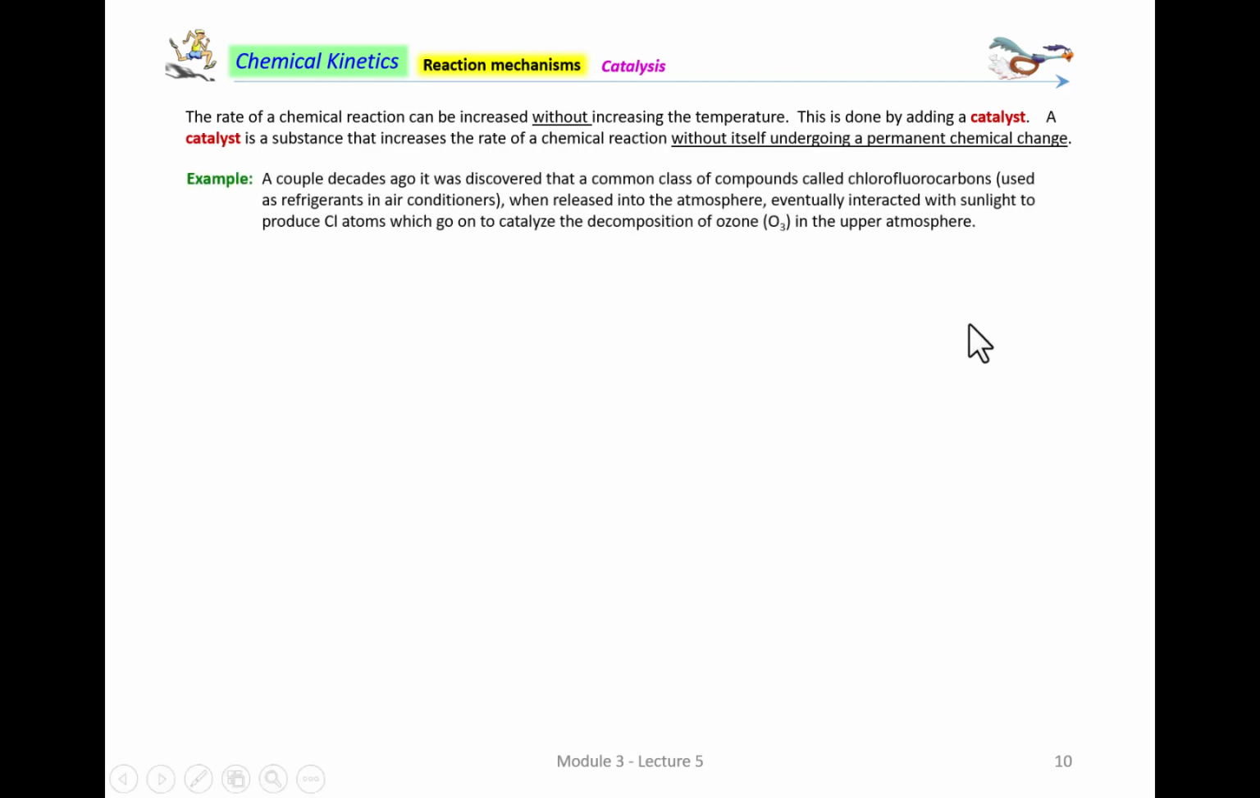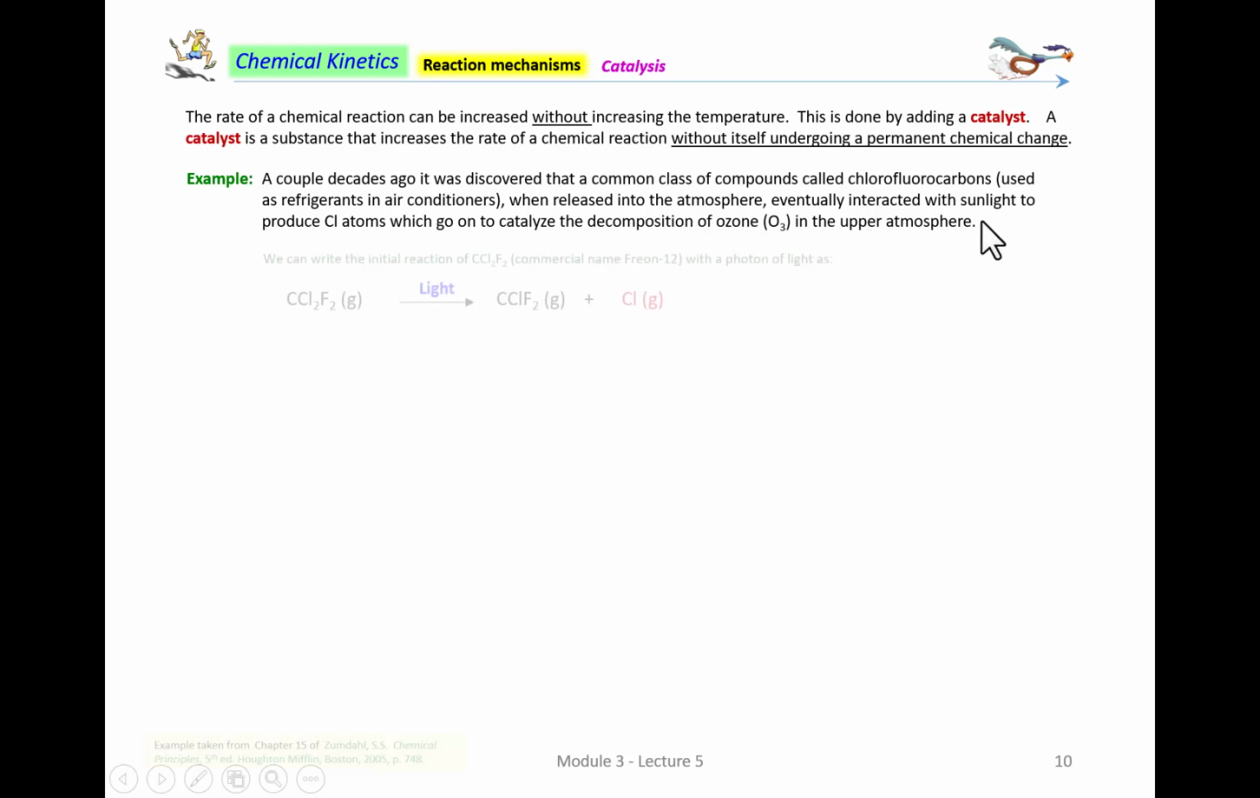Now let's look at an example of a reaction that's catalyzed. A couple of decades ago, it was discovered that a common class of compounds called chlorofluorocarbons, used as refrigerants in air conditioners, when released into the atmosphere, eventually interacted with sunlight to produce chlorine atoms, which went on to catalyze the decomposition of ozone in the upper atmosphere.